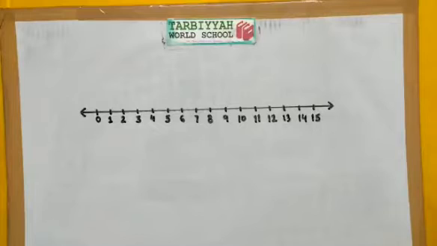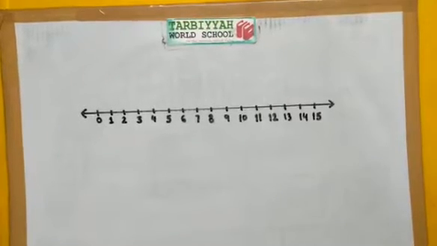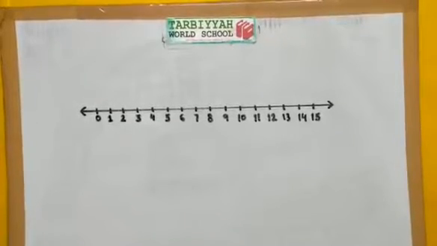And do you know why we use a number line? We use a number line to see the numbers, to compare the numbers, and we also do addition and subtraction on this number line. But today students, we will do skip counting on this number line. Do you know what skip counting is?